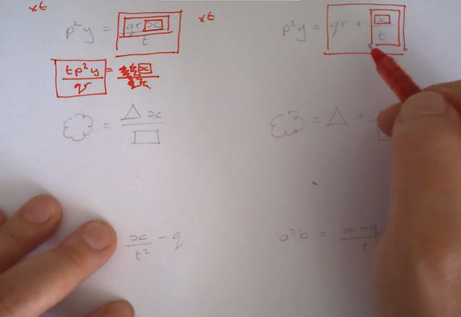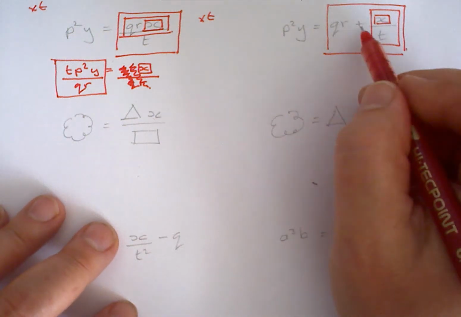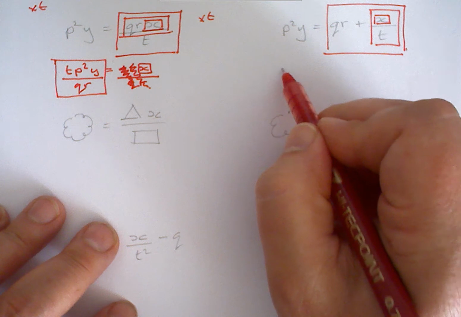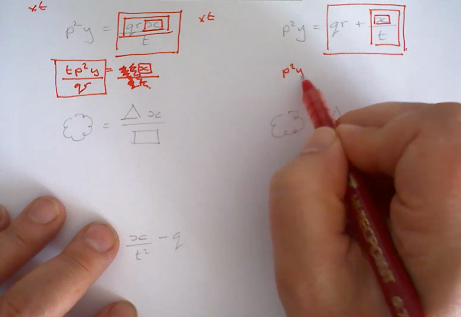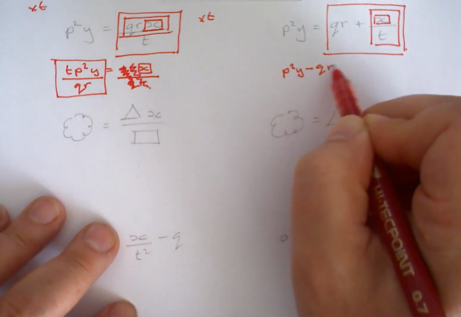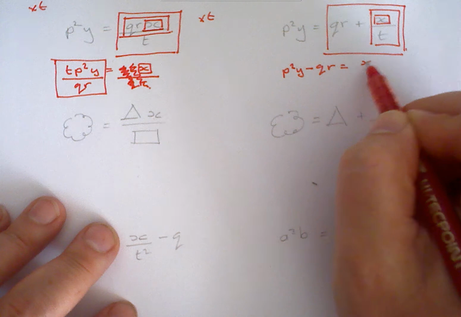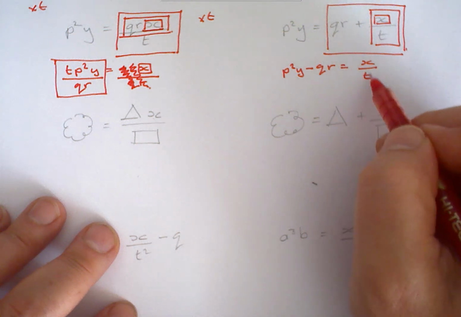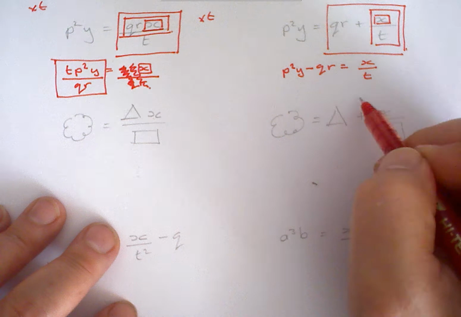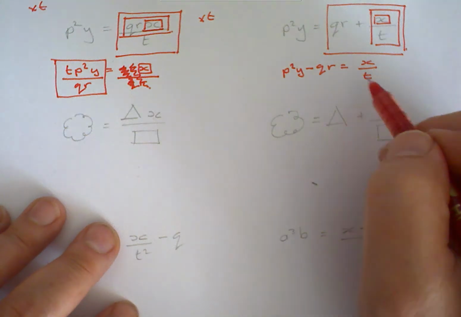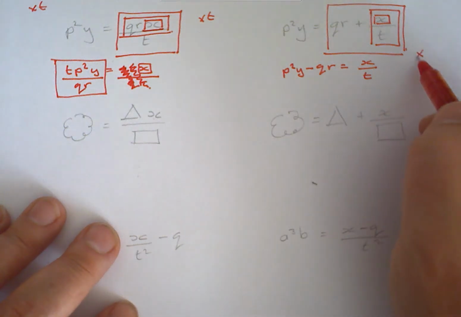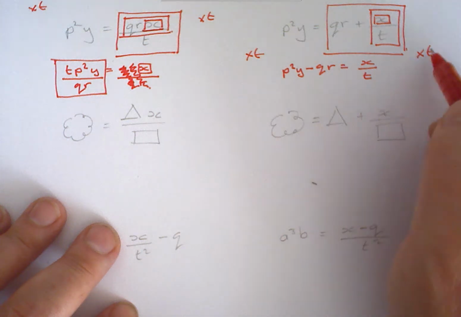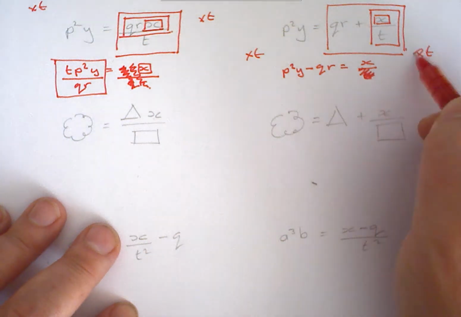On this side, the outer layer is the plussing of the QR. So let's get rid of that first. So p squared y minus QR equals x over t. Now the opposite of dividing by t is timesing by t. So let's, in our heads, times by t both sides. And so this would cancel with that.